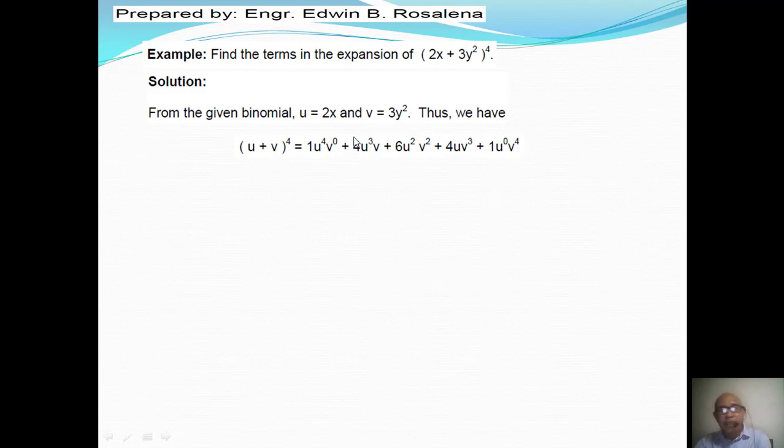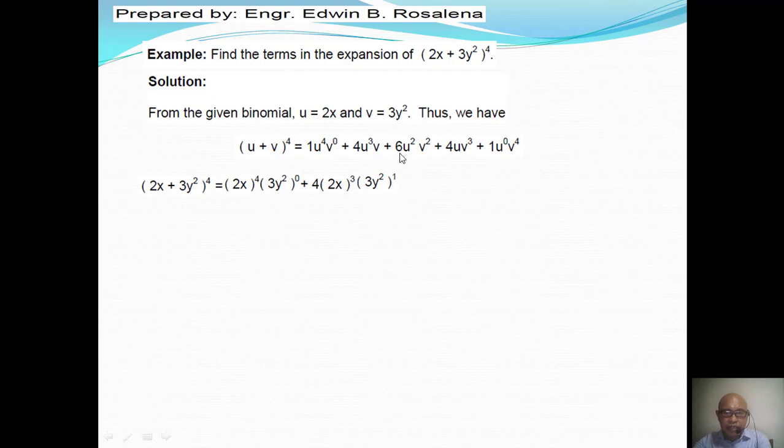So, we can now substitute. Now, take note, u is 2x and v equal to 3y squared. So, we can substitute here. So, first term, 1 yung coefficient, tapos u to the power 4, where u is 2x. So, ito yan. Yung v, power 0 pa. Then, kasunod, coefficient is 4, then we have u cube. Then, v to the power 1, 3y squared to the power 1.